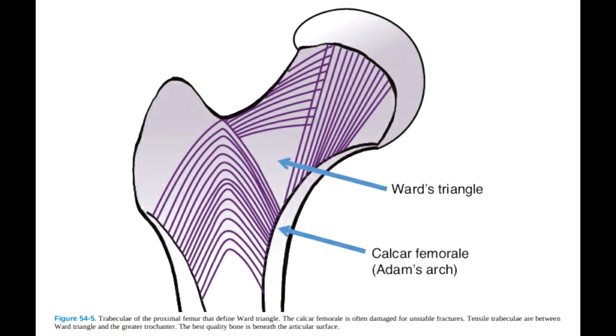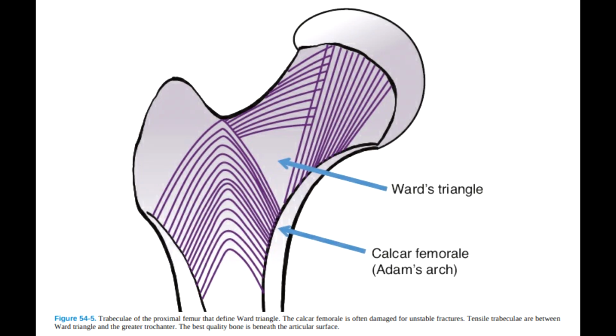Another essential structure is the calcar femorale, sometimes called Adam's arch. This dense cortical bone runs posteromedially, providing key support against collapse. For exams, you must remember damage to the calcar is associated with instability and poor prognosis. Questions often test your ability to identify which structures provide medial buttress support in hip fractures, and the calcar is the correct answer. The figure clearly illustrates these trabecular patterns. Notice how the compressive trabeculae ascend medially, forming strong reinforcement, while the tensile trabeculae cross laterally.